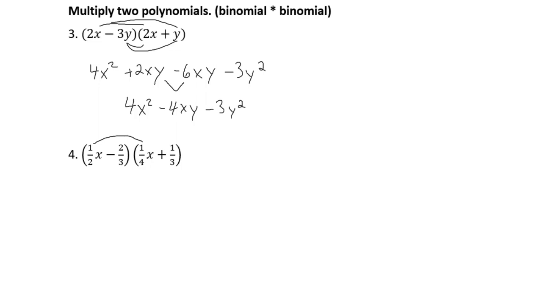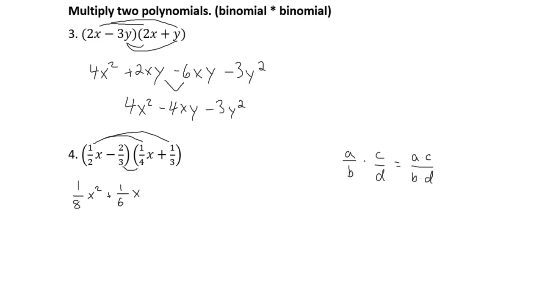Go ahead and distribute. So remember with fractions, a over b times c over d equals a times c over b times d. So when we're multiplying fractions, we just multiply the numerators and multiply the denominators. So 1 times 1 is 1, 2 times 4 is 8. x times x, x squared. 1/2 times 1/3, positive. 1 on top, 2 and 3 give you 6 on bottom, x.